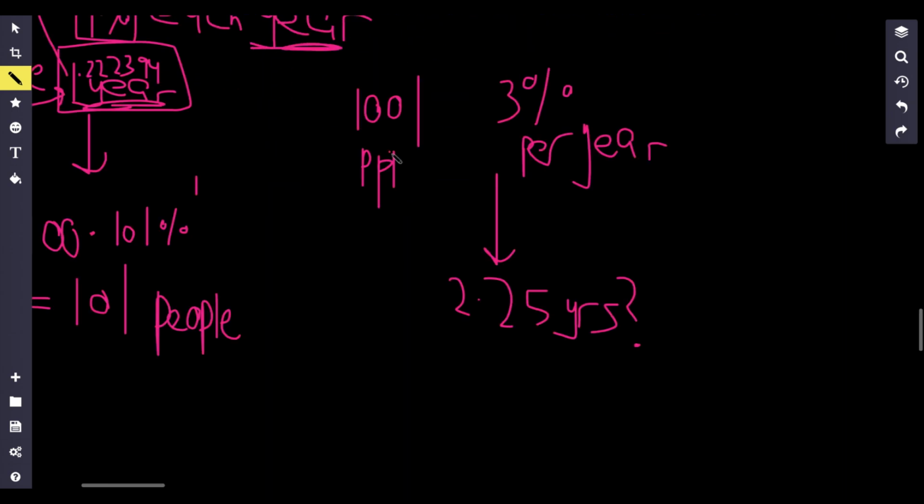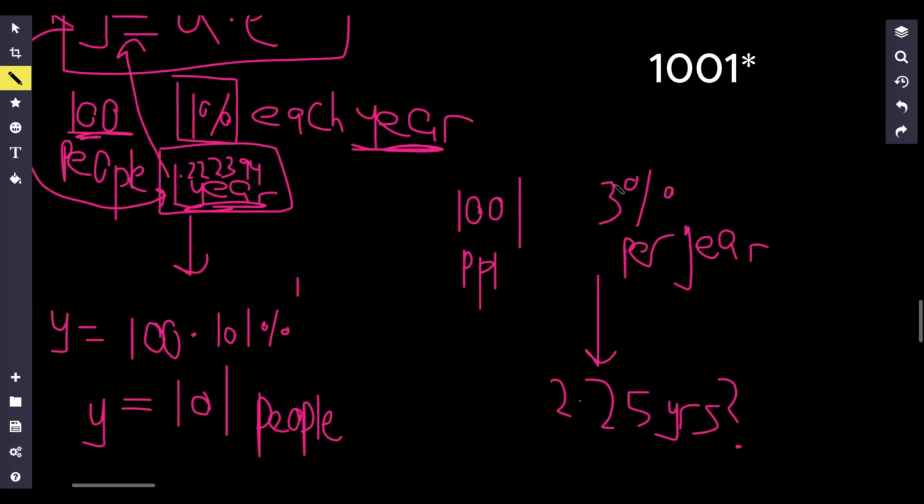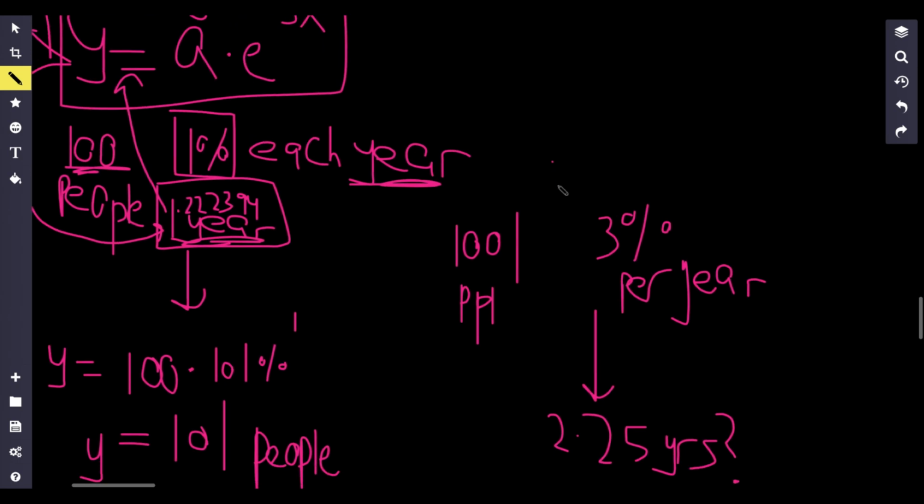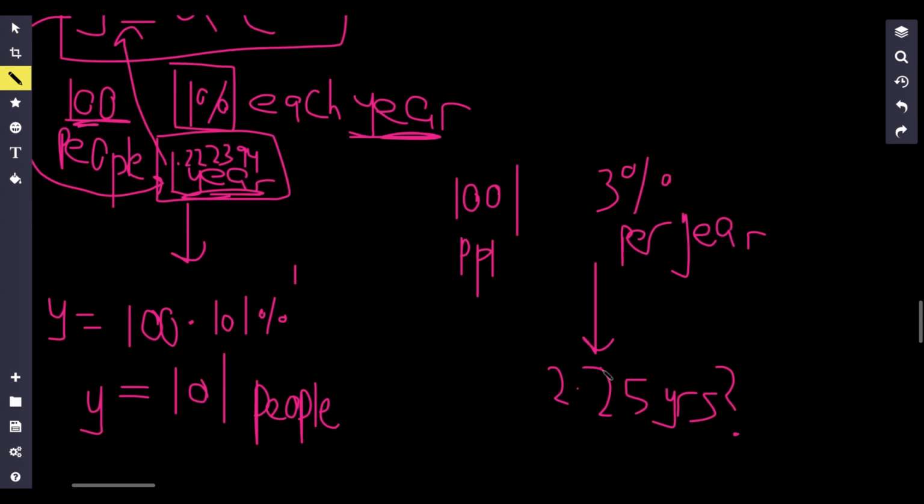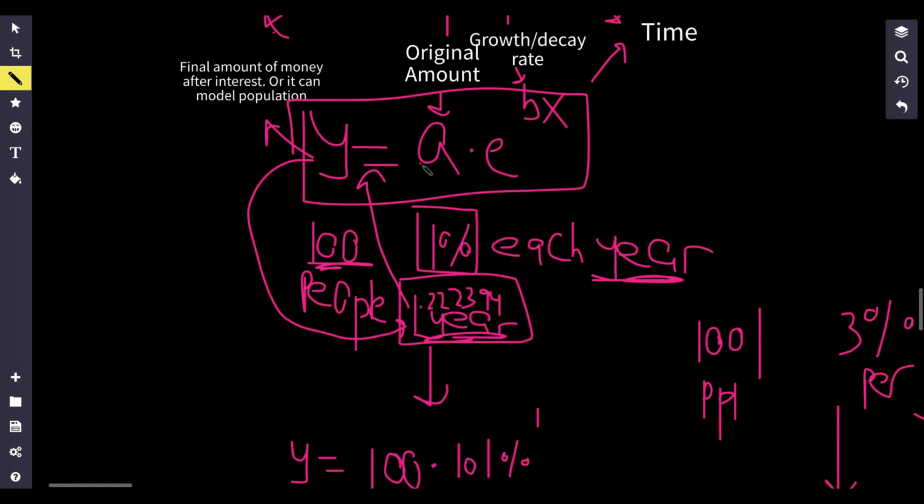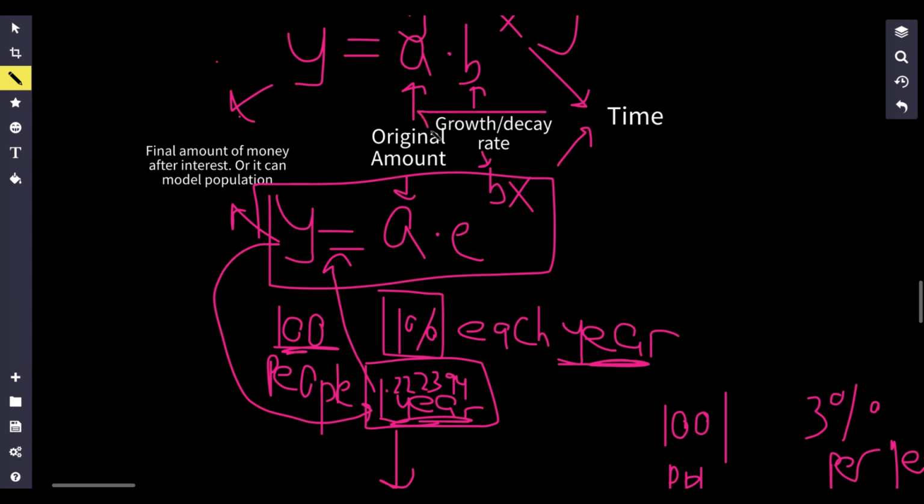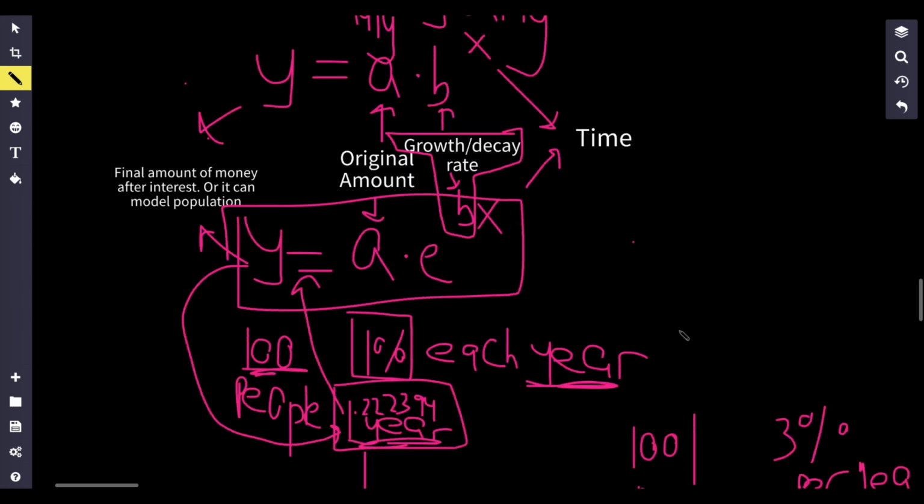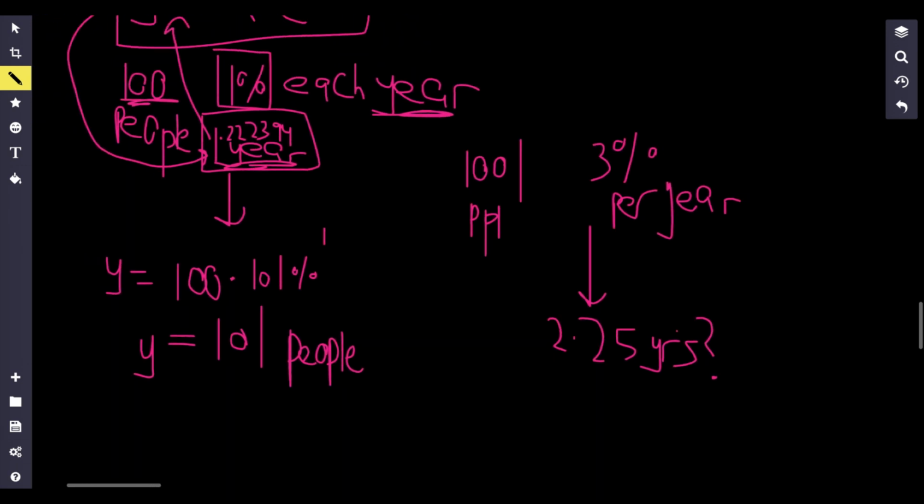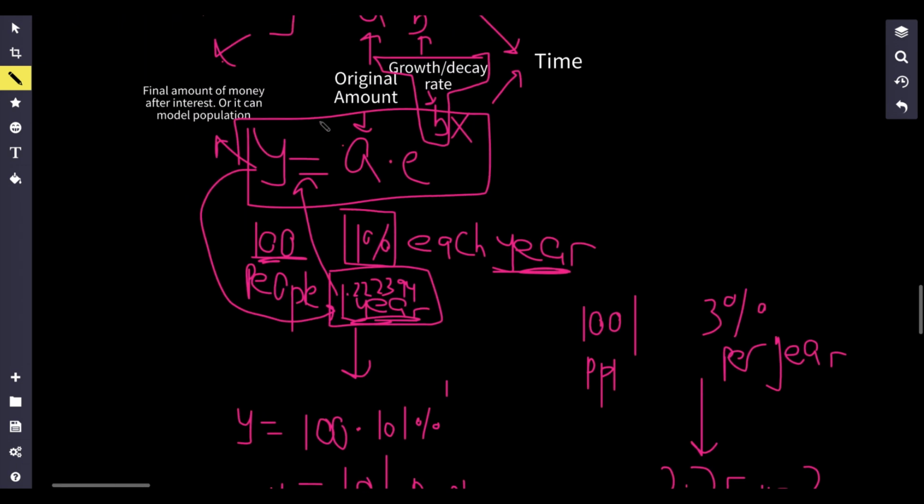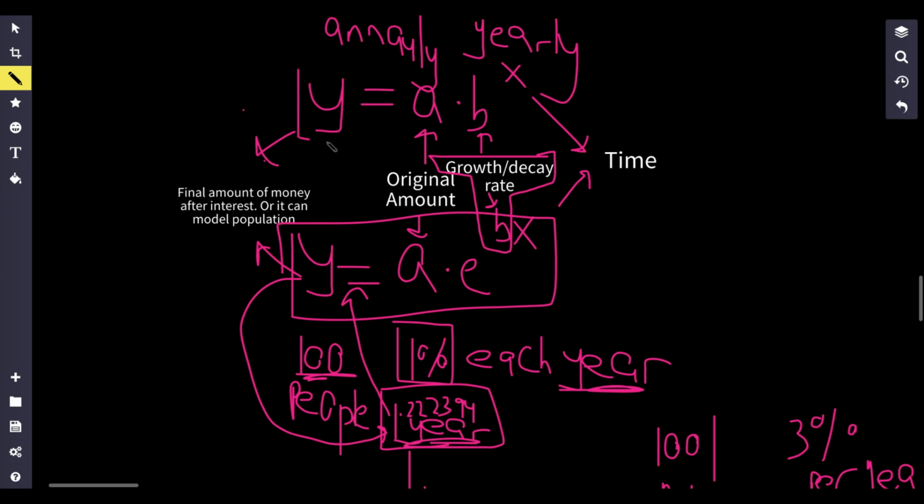So let's say I had 1,000 people, and my population grew 3% per year. How many people would I have in 2.25 years? And I would use this formula. Now keep in mind that this growth and decay rate is a little bit different than what we do in the other exponential equation. So you'll see. Let's just compare the results. I'm going to first do it in the original equation, and then secondly in my new equation, and see the differences.